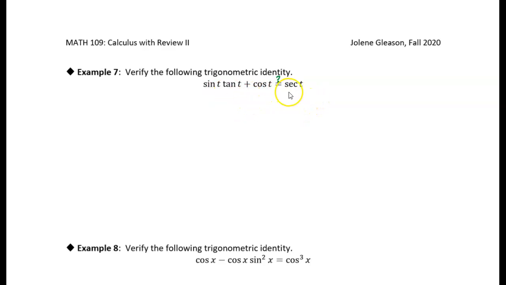All right, now you can actually choose either side to work on. Now it's usually easier to choose the more complicated side. And it's also a good strategy to just take that more complicated side and write everything in terms of sine and cosine. So that's what I'm going to do. I'm going to work on the left-hand side, and I'm just going to rewrite everything in terms of sine and cosine. So I'm going to replace that tangent with the identity for tangent, which says that tangent is equal to the sine of t over the cosine of t.